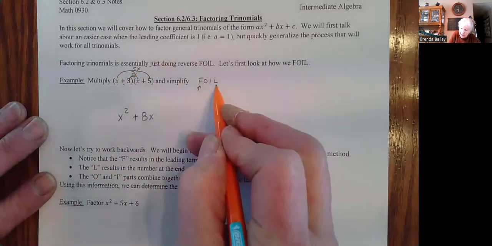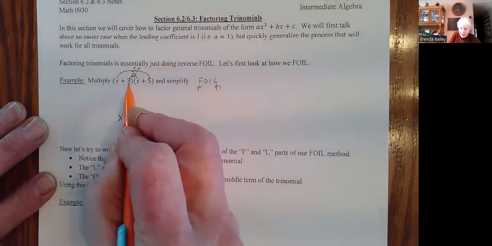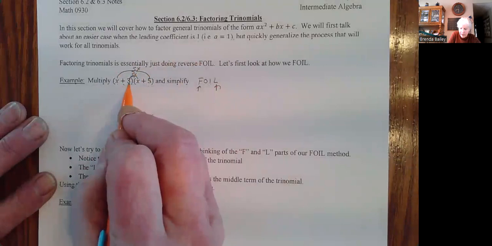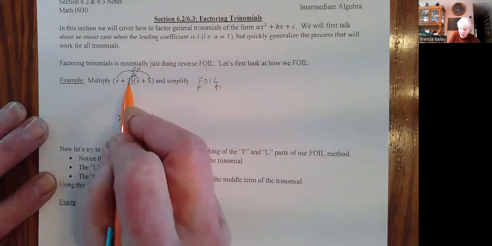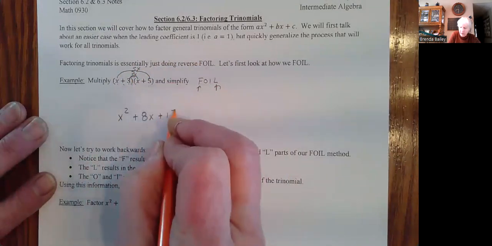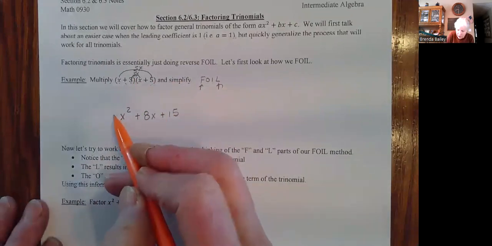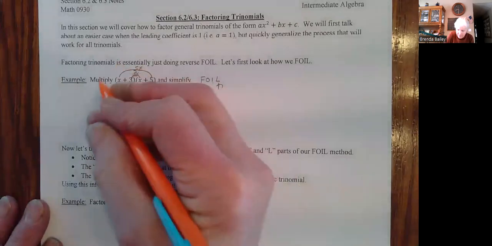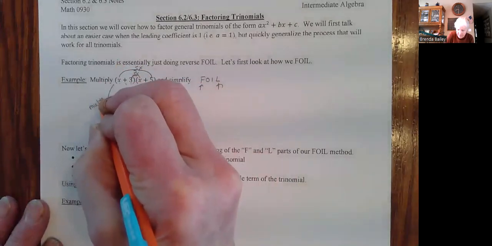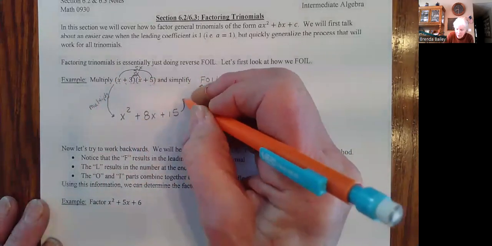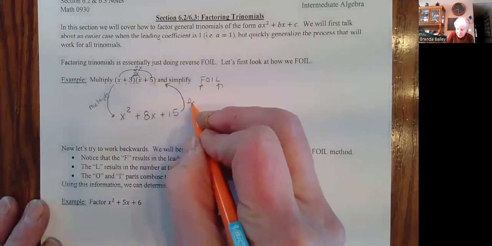And then we take the last term in each of these parentheses, each of these binomials, we take the last one in each of them and multiply them. 3 times 5 is 15. All right, so what we're going to do when we factor, in order to solve, we're going to reverse. So here you multiply. Okay, so that finding the product. And going backwards, this is called factoring.